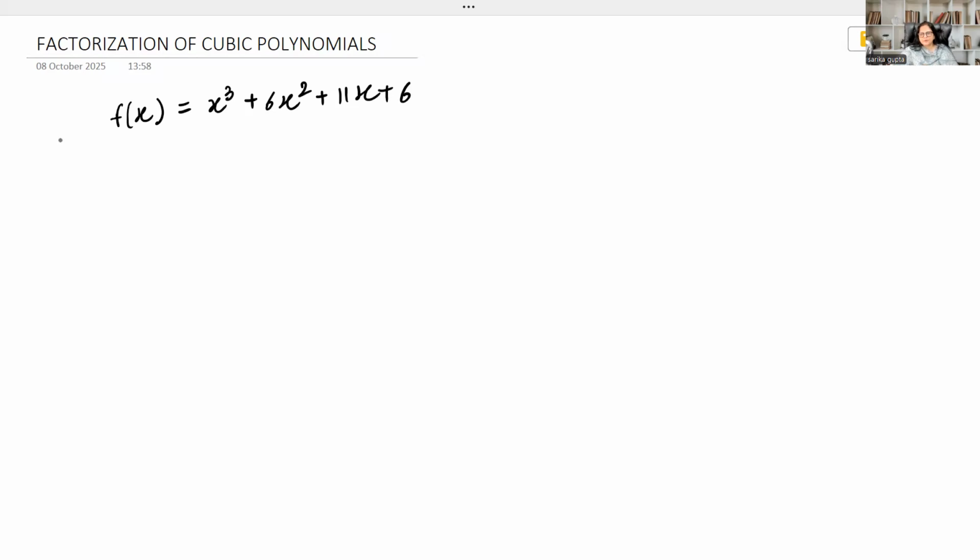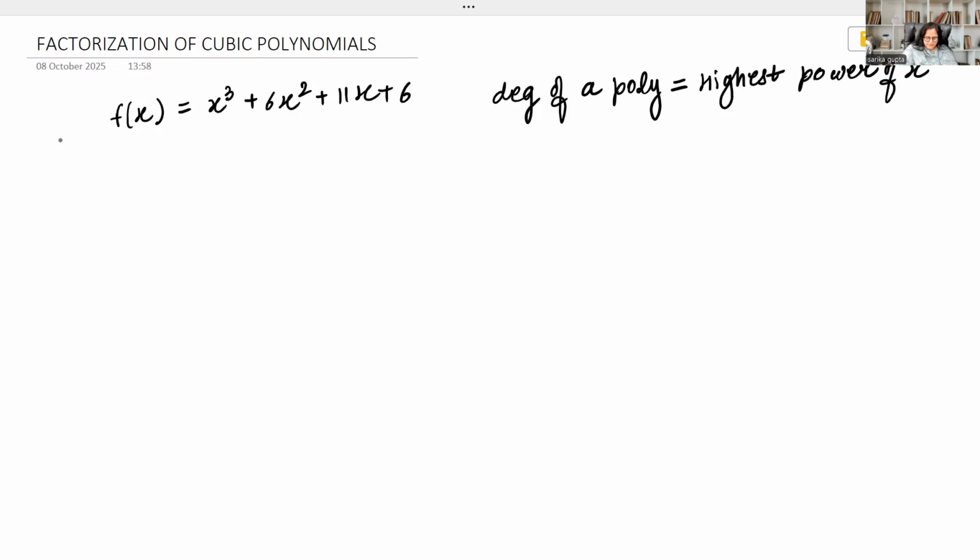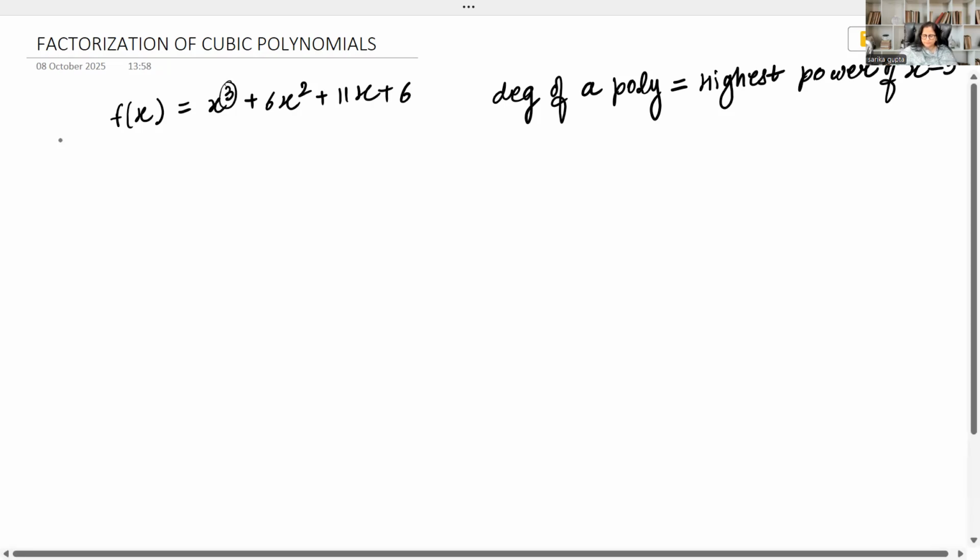Now, why is this a cubic polynomial? Because its degree is 3, and the degree of a polynomial is basically the highest power of x in the polynomial. Here the highest power of x is 3, hence the degree of the polynomial is 3.